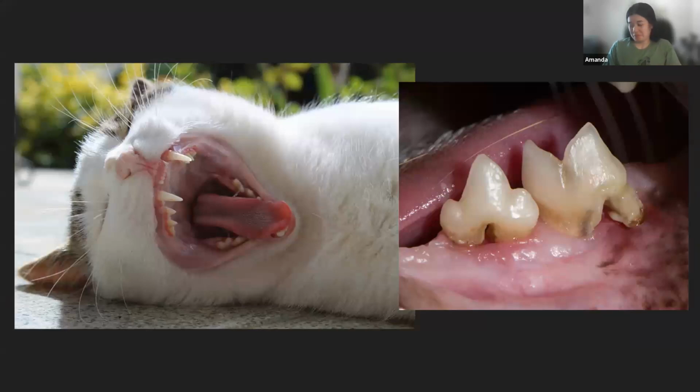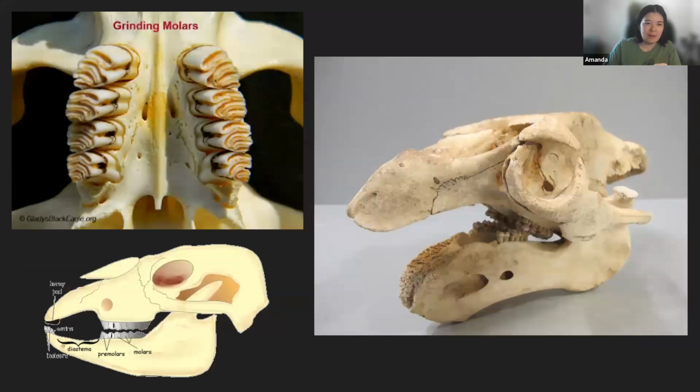Cool. If you have a cat and you've been chewed on by a cat, you know how sharp these are. Herbivores have very flat cheek teeth that are often grooved to increase the surface area that they have available for grinding plant matter.